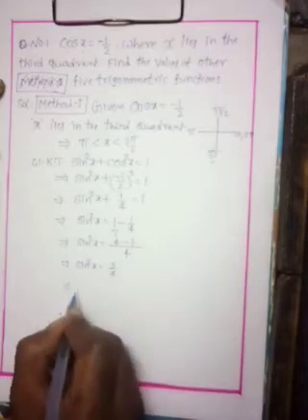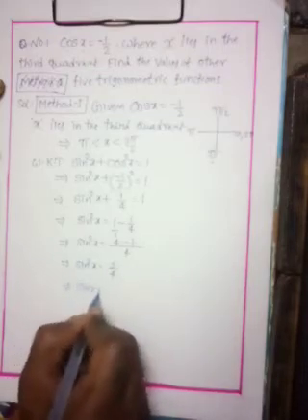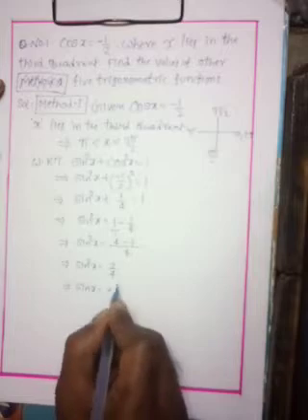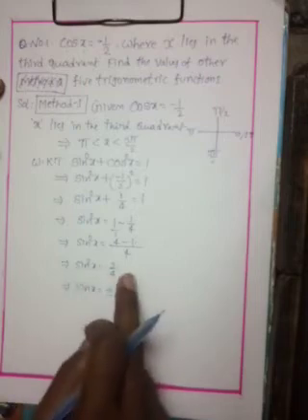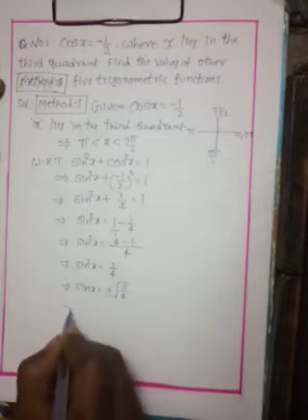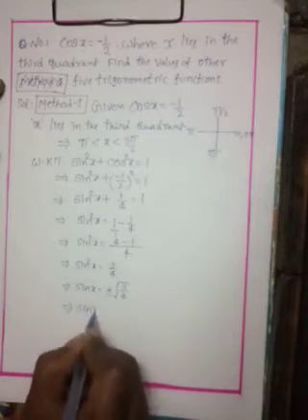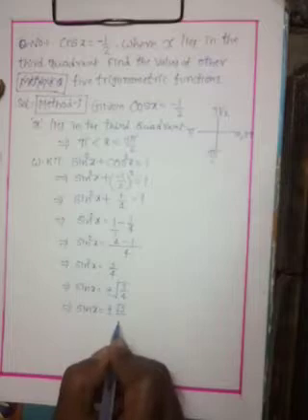Right. This implies sin x is equal to plus or minus square root of 3 by 4. Understood this step, my dear children? Sin square x is equal to 3 by 4. Then sin x is equal to plus or minus square root of 3 by 4. This implies sin x is equal to plus or minus root 3 by root 4. What will you get here? 2 only.